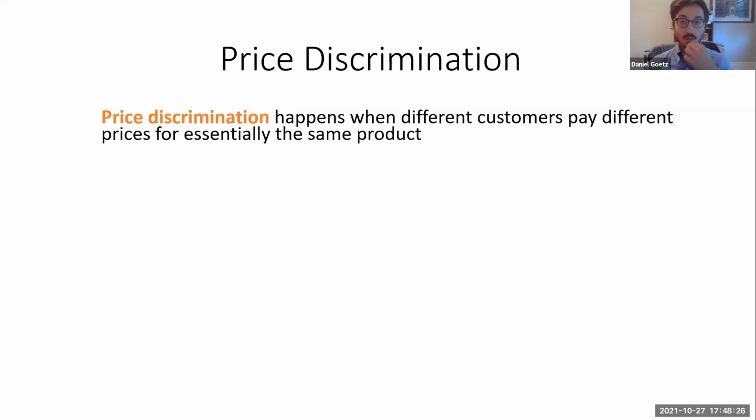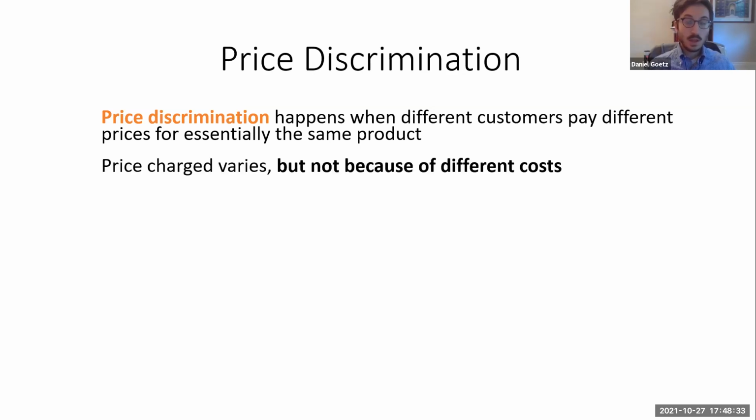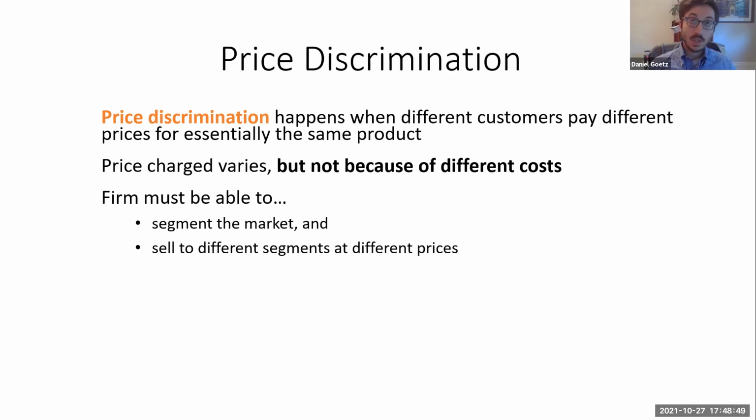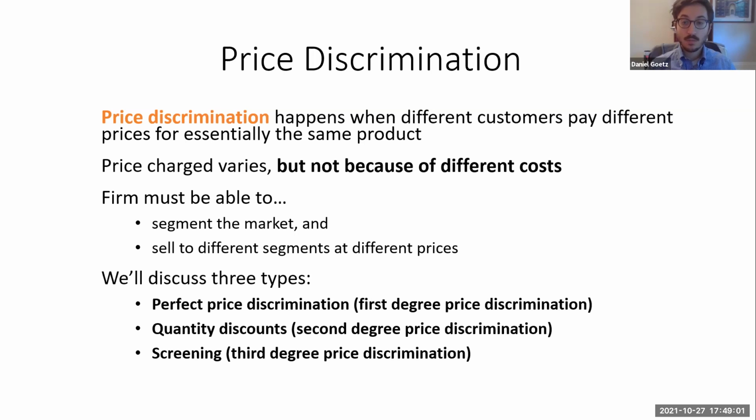So it's an example of price discrimination, different prices for different customers, but for the same product, right? And the price charged varies, but not because of different costs. That's a key feature here. Price discrimination is changing the price for different consumers based on their willingnesses to pay. To successfully price discriminate, you need to be able to segment the market. So identify that there's different groups with different willingnesses to pay, and then also be able to sell to those different segments at different prices.